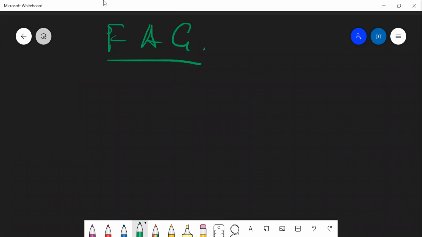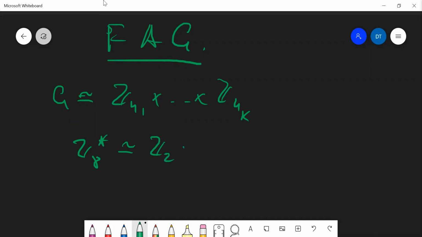So there were several claims without proof. The claim number 1 says that if you have a finite abelian group, then it is always isomorphic to a direct product of cyclic groups. So every finite abelian group can be represented in this form. As I mentioned, for example, Z8 star can be represented as Z2 times Z2. If you take Z5 star, it can be represented as Z4.